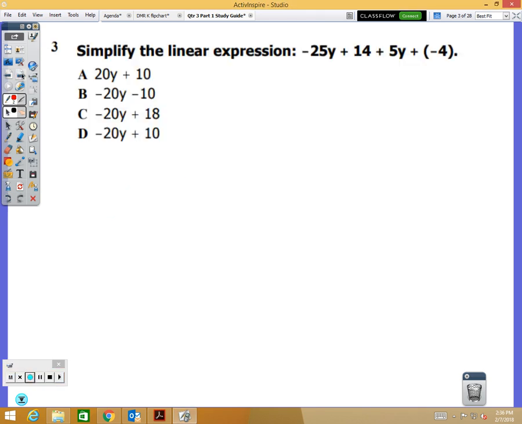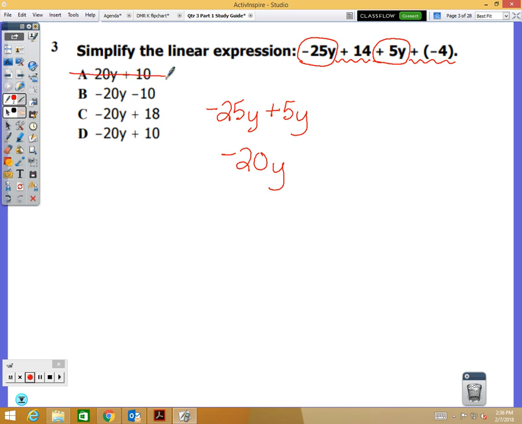All right, looking at number 3, there were quite a few people that missed number 3, so make sure you're paying attention to it if you're one of those people. So in this original expression, I am going to circle my like terms that have a y, and I'm going to kind of underline my terms that are called constants that don't have a y. So if you are combining your terms with y, you have negative 25y and then plus 5y. Negative 25 plus 5 gives you negative 20. So that automatically eliminates A.